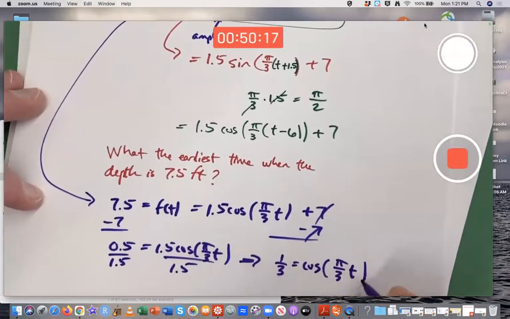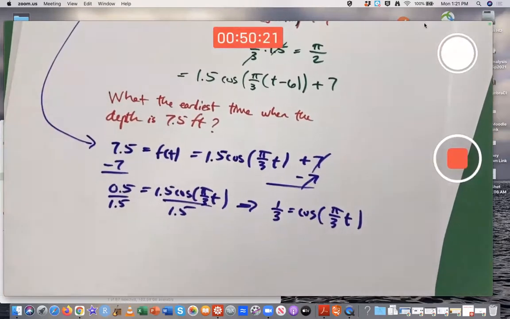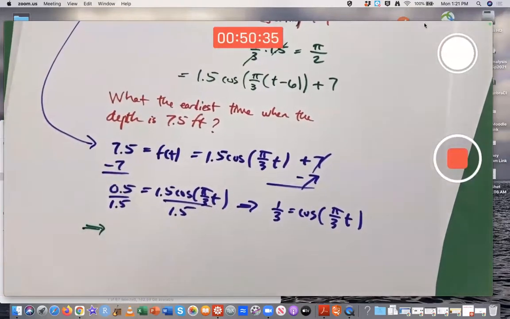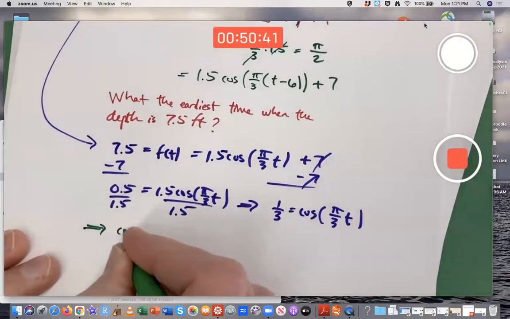It's just a coincidence that I got a 3 in both of those spots. That's just a coincidence. What should I do now? I'm trying to isolate t. Yeah, use the arccosine function, or also called inverse cosine.